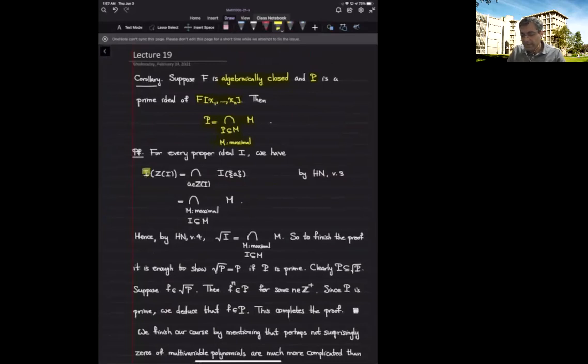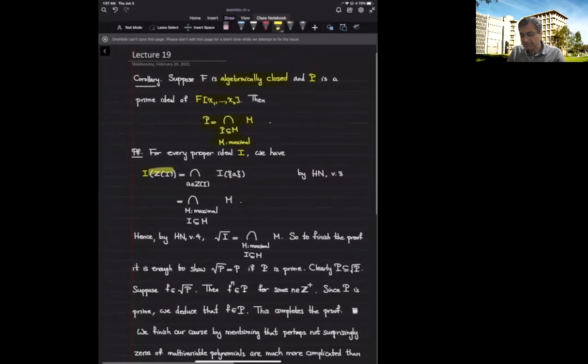We know that for every ideal I, what does I of Z of I mean? This is the set of all the polynomials that vanish at every point inside Z of I. So I give you a point inside Z of I, and then I ask myself, what are the polynomials that vanish at this point? And then I take the intersection of them. So this intersection gives me all the polynomials that vanish at every point of this set. So I of Z of I is nothing but this intersection.